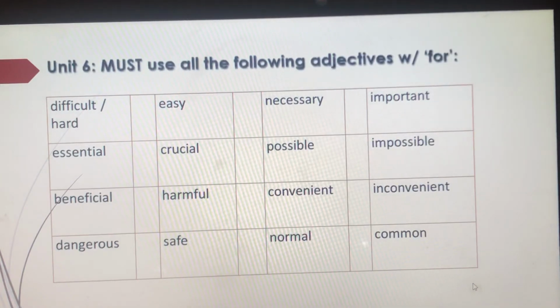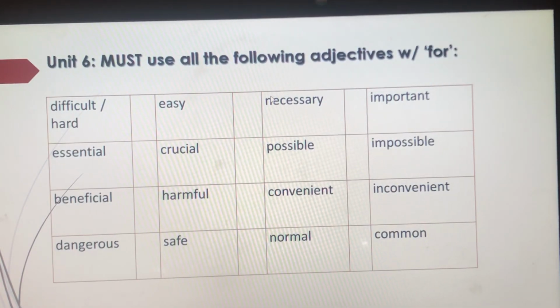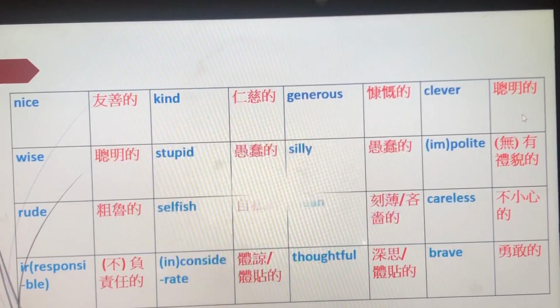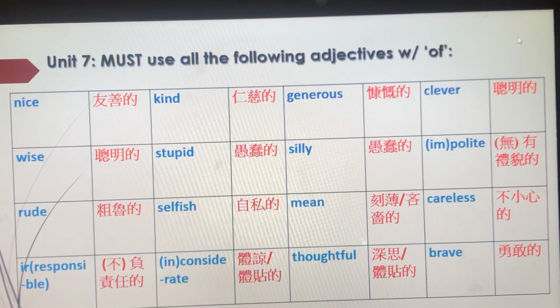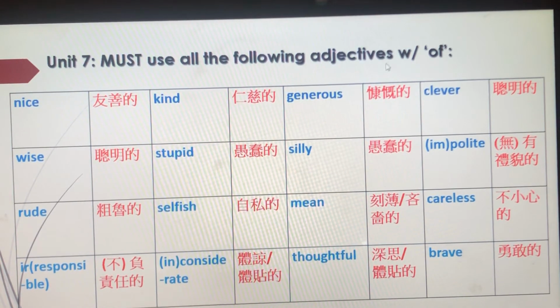So these are all the adjectives you must use. Well, in Unit 6, we learned about the preposition for. And so keep in mind, you have to distinguish them, see the difference between the next group we have just learned today. Okay, these are all the adjectives we use with the pattern. It is, but with of. All right.